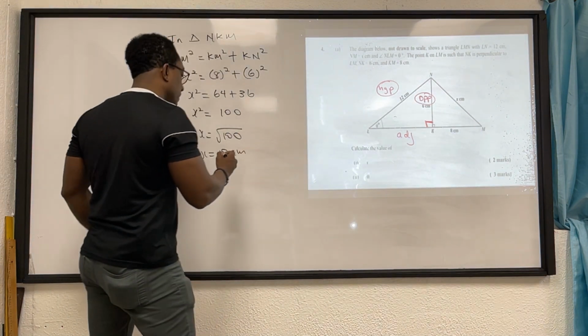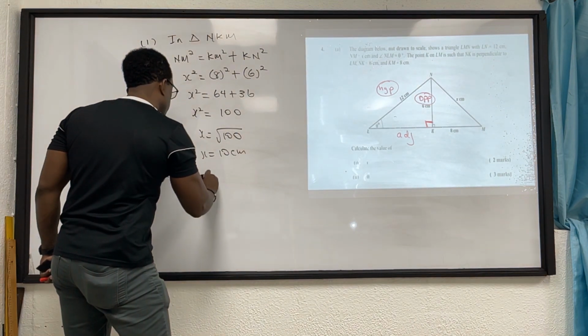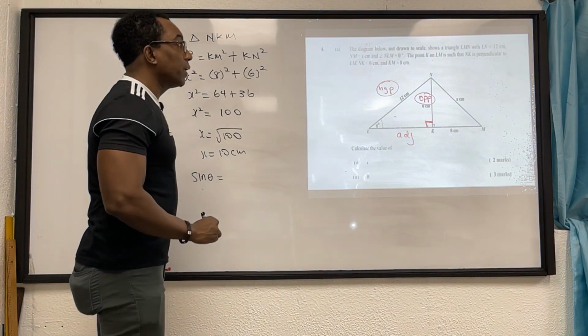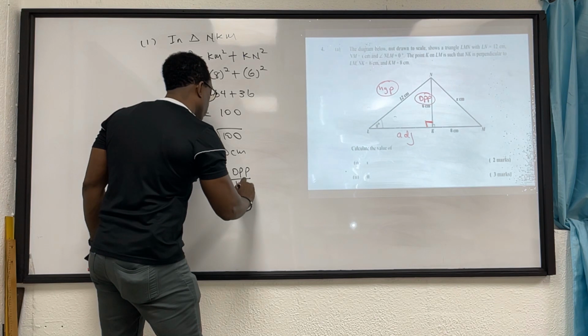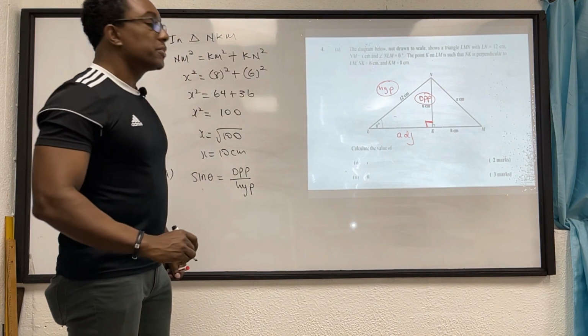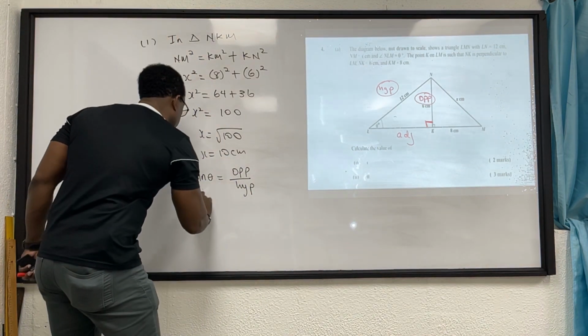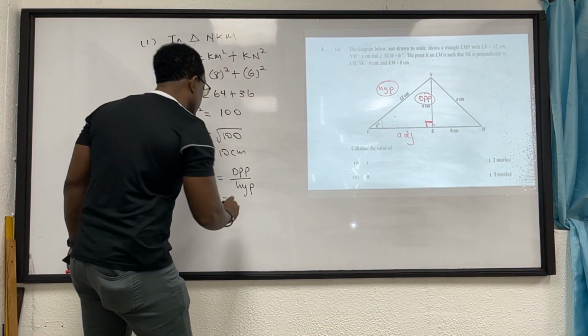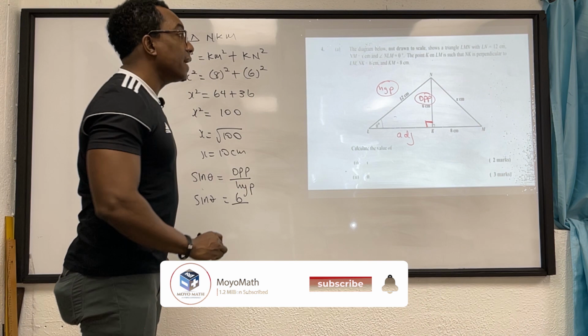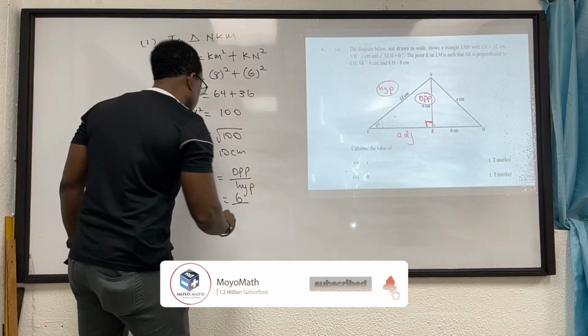So we can state here sine theta is equal to our side opposite all over the hypotenuse. Sine theta is equal to our side opposite, which is 6 centimeters, over the hypotenuse, which is 12 centimeters.